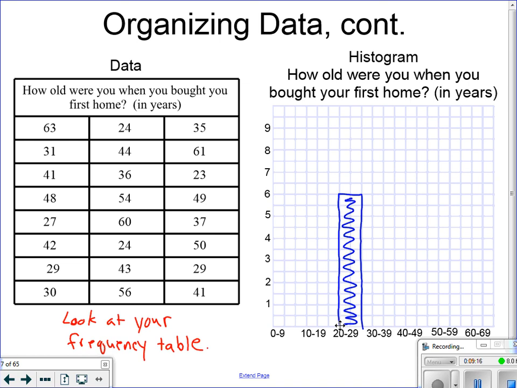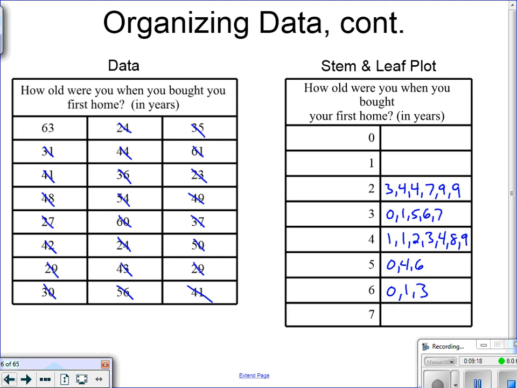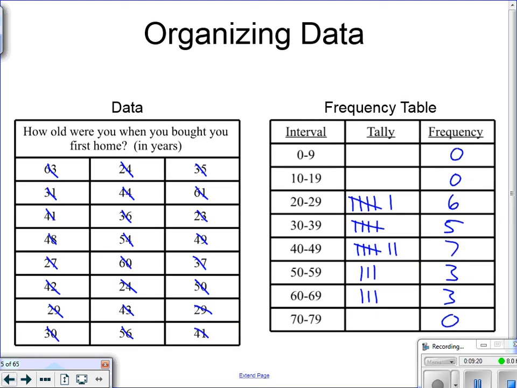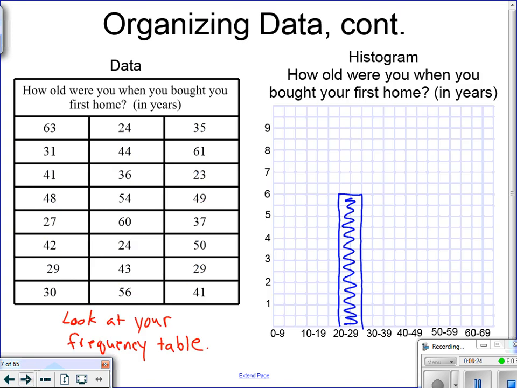All right. So then I would go back to my frequency table, look for the 30 to 39 interval, and see that that's at 5. So my 30 to 39, again, I'm going to draw that bar up to 5.